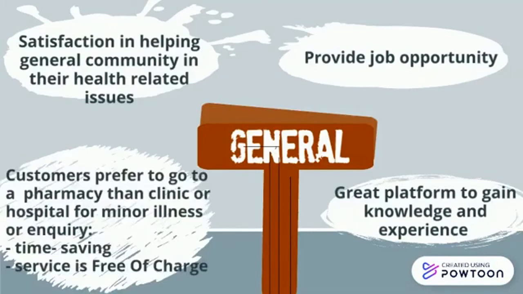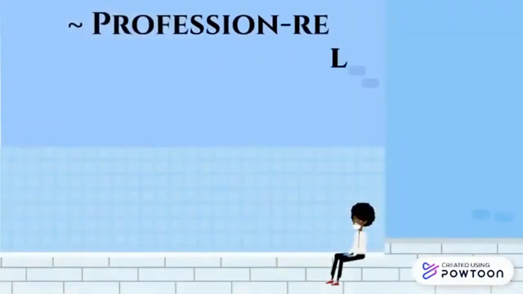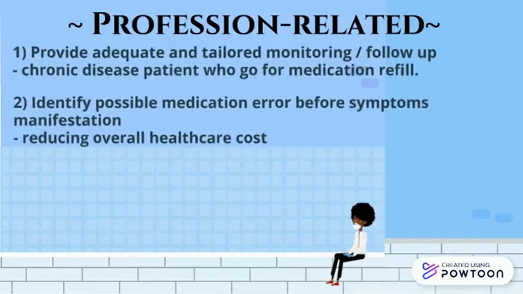Customers also prefer to go to a pharmacy rather than clinic or hospital for minor illness or inquiry because it is time-saving and the service will be free of charge. For profession-related opportunity, it includes provision of adequate and tailored monitoring or follow-up for chronic disease patients who go for medication review. Moreover, pharmacists are able to identify the possible medication error before symptoms manifest and eventually reducing the overall healthcare costs.